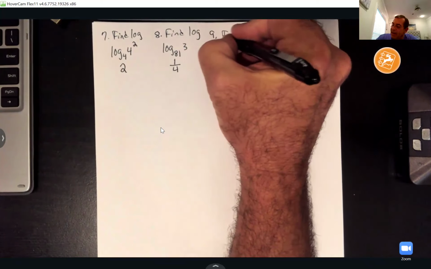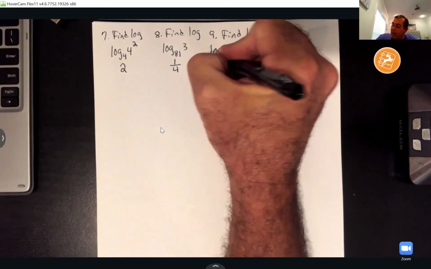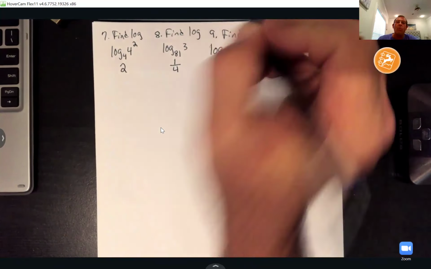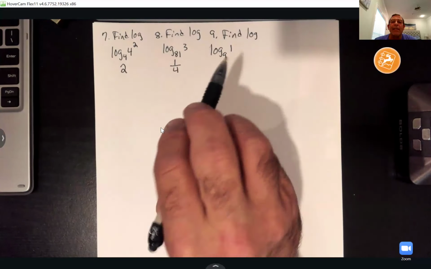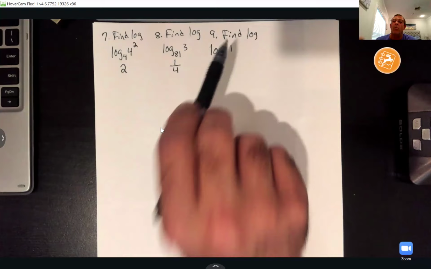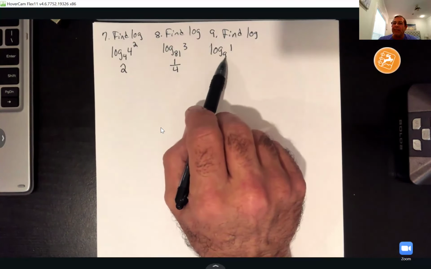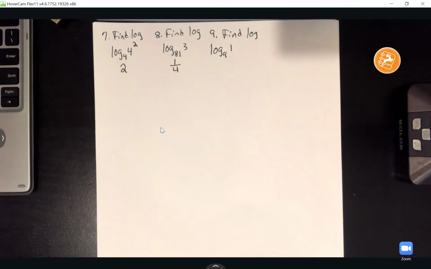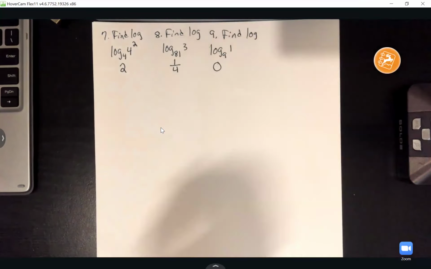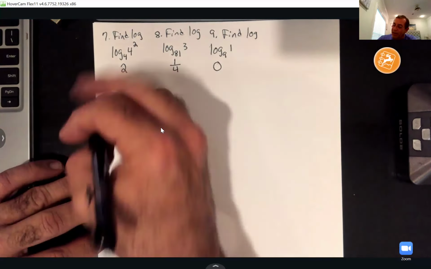All right, number 9, find the log. Log base 9 of 1. There's only one exponent that can turn any number into a 1. Because remember, I'm finding exponents that I would raise this 9 to make that a 1. So y'all, what exponent is that? 0. 0. Good job. So I don't care what your base is. If that results in a 1, you better put a 0 there, okay?